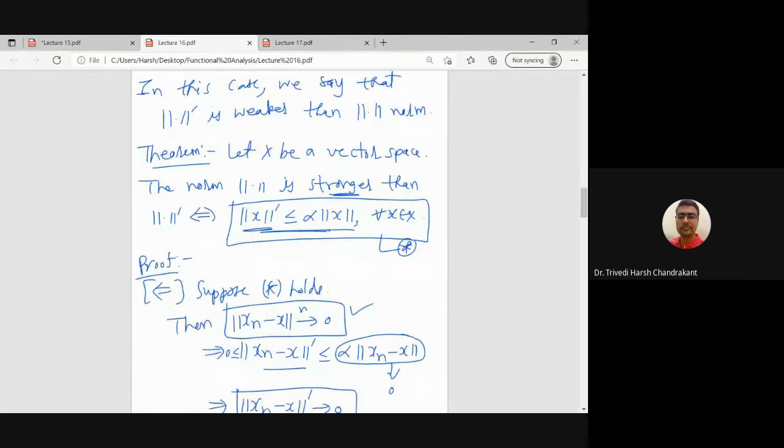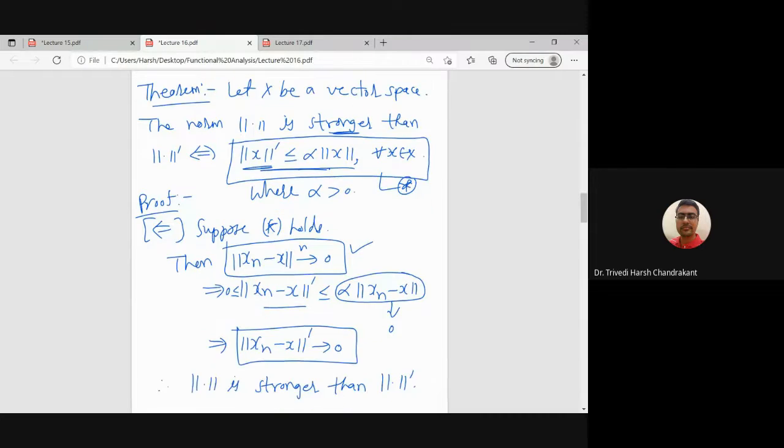Here it is not mentioned, but what is alpha? Alpha is some fixed positive number for which the norm of x dash is less than or equal to alpha times the norm of x for every x in X.